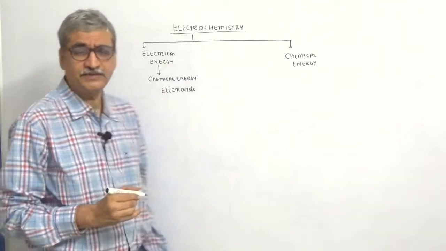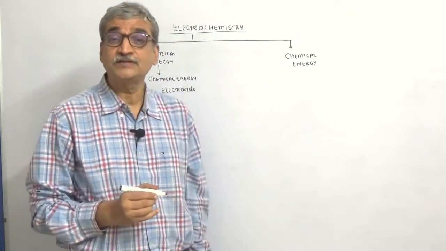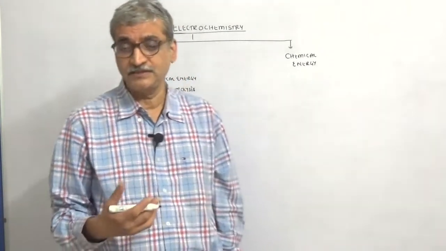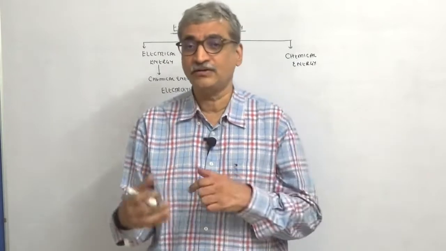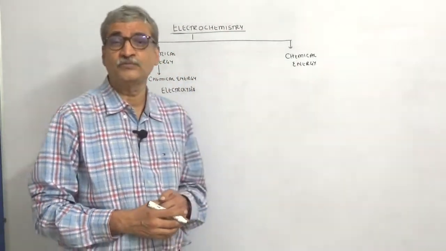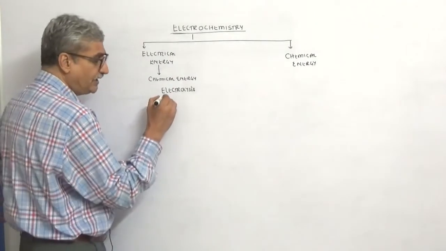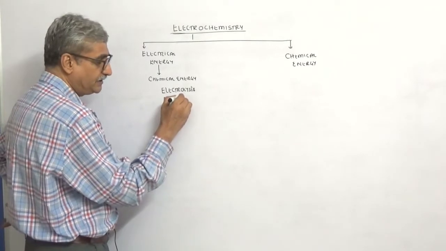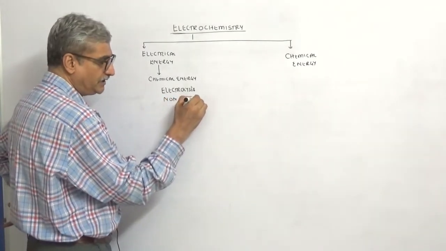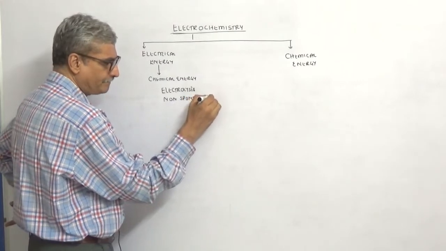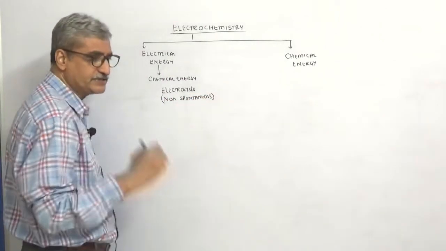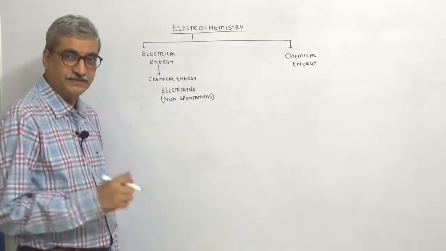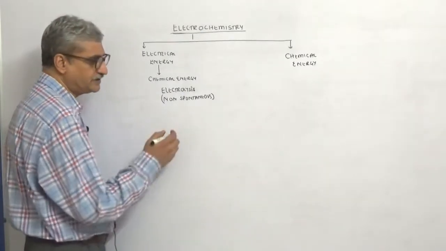So what is the first point that we have to know in electrolysis? Electrolysis is non-spontaneous. Remember thermodynamics, I told you, free energy has to be negative for a reaction to happen on its own. The reactions which happen on their own we call spontaneous. So electrolysis is non-spontaneous. You need the external electricity to cause electrolysis, okay?